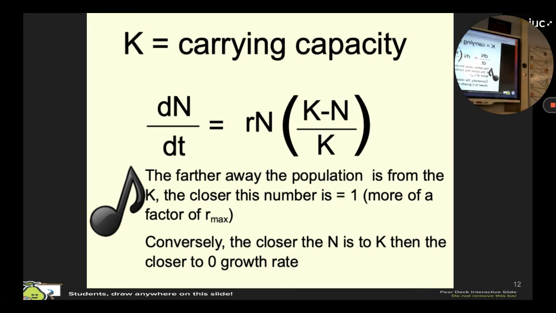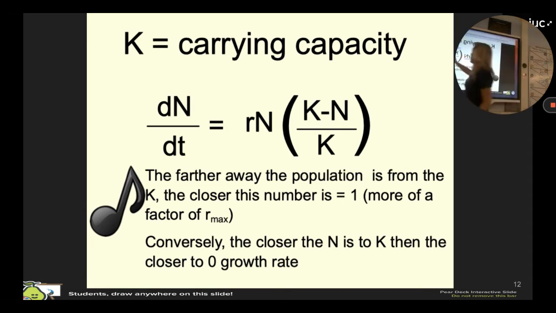So now you're 950 over 1,000. That is practically what number there? One. So if you're very far away from your carrying capacity because your N is so small, then basically it's going to be almost R times N, just like if you were an R-selected species. What do they have in common when the population size is small? Exponential, because it's like a factor of one.